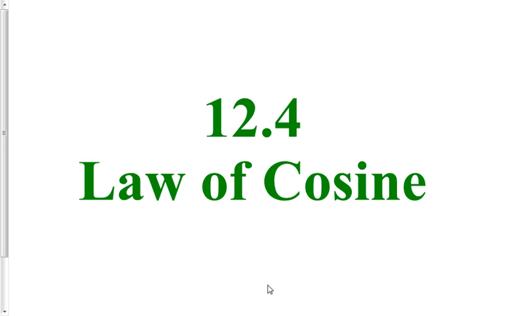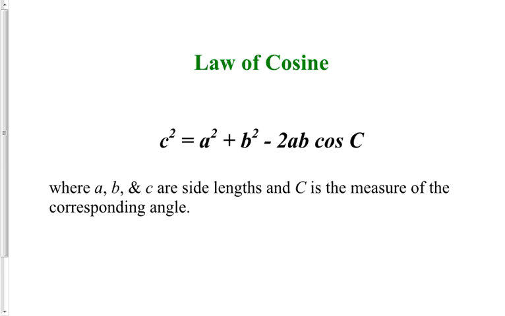All right, so the law of cosine, section 12.4, is different than the normal cosine. We know that normal cosine can only be used for right triangles, but the law of cosine can be used for non-right triangles. So let's take a look at what the actual formula for the law of cosine is. C squared equals a squared plus b squared minus 2ab times the cosine of angle C.